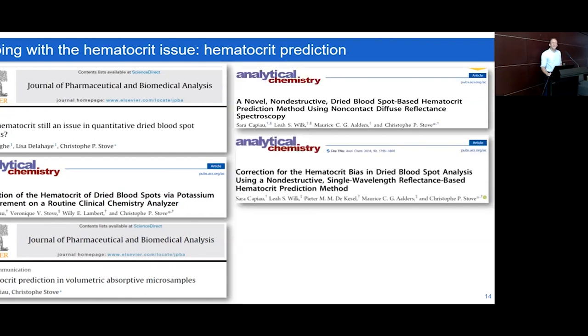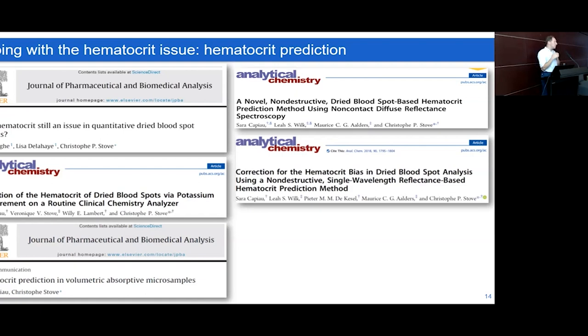This still requires part of the dry blood spots to be consumed, and this is really precious material. If you only have one or just two dry blood spots, and you have to use part of that spot for a potassium determination just to know the hematocrit, that's still not ideal, because in a sense, we're not interested in potassium. It's just a tool to get to know the hematocrit.